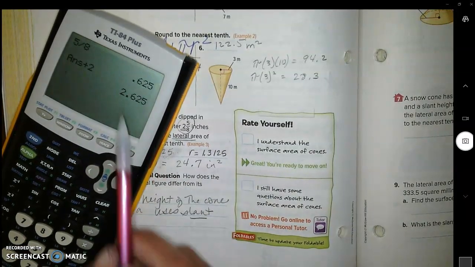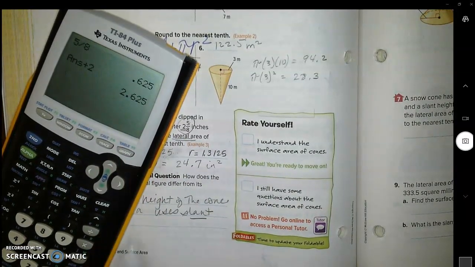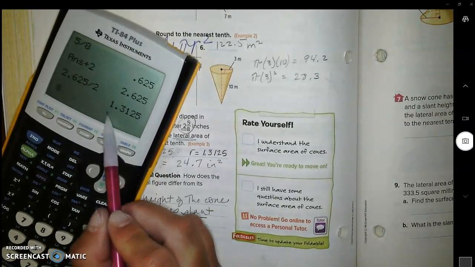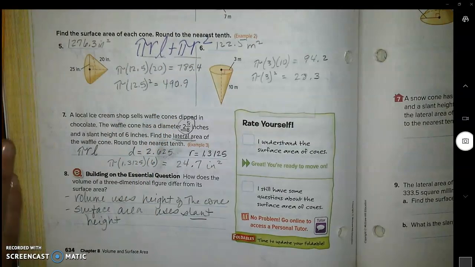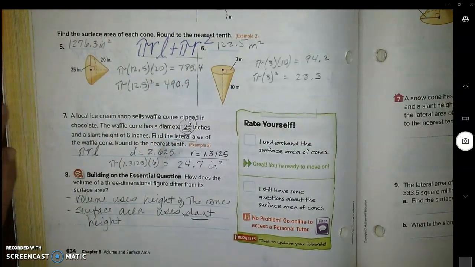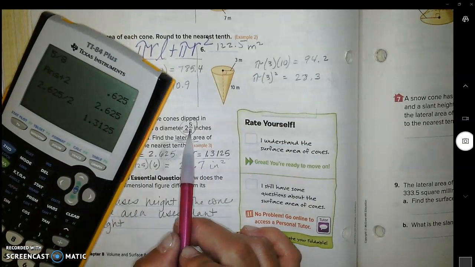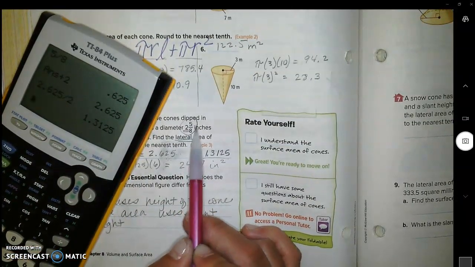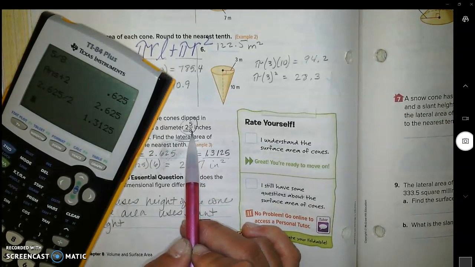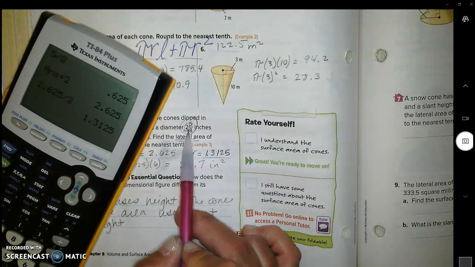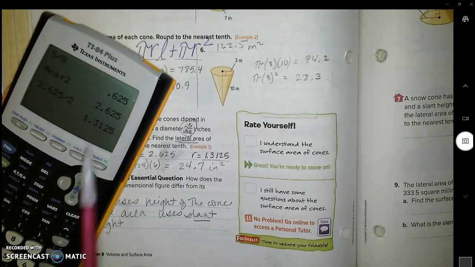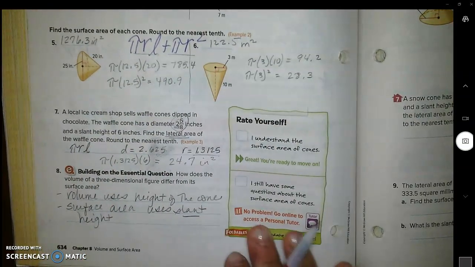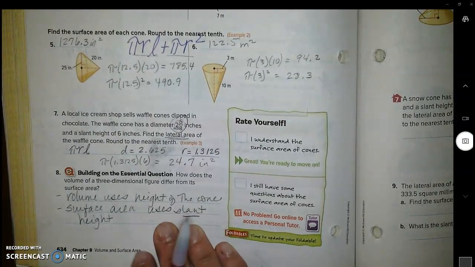2.625. Since that is my diameter, I need to take that number and divide it by 2 to get my radius. So that's where this number came from. Again, one more time, just to refresh and remind you, for a fraction, you do numerator divided by denominator, and then the whole number goes in front of the decimal. All right, so hopefully your answers matched my answers.